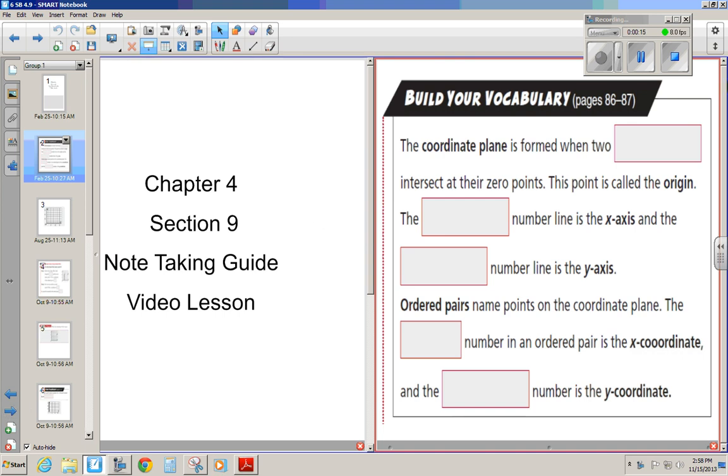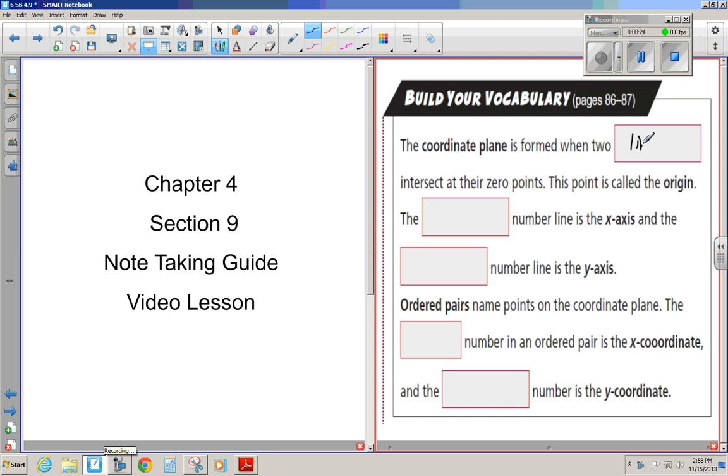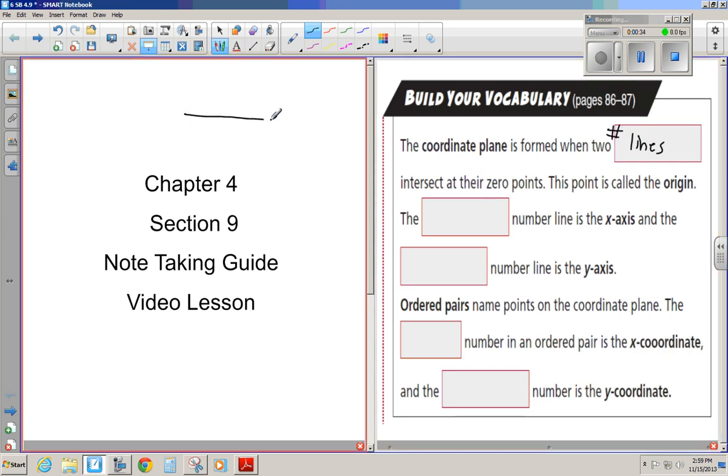Let's start off by saying that the coordinate plane is formed when two lines intersect at their 0 point. And if we want to get a little more specific, it should be number lines. Two number lines intersect at their 0 point. So basically here is a number line. Alright, there's a 0. And another number line goes right through it, also at 0.